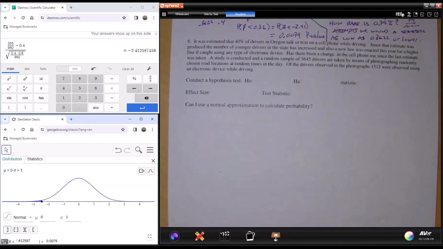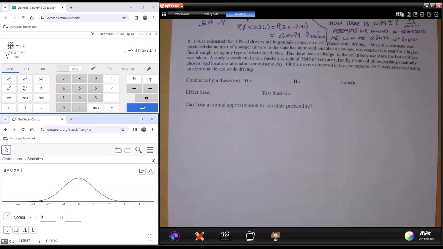It was estimated that 40% of drivers in Oregon talk or text on a cell phone while driving. Since that estimate was produced, the number of young drivers in the state has increased, and also a new law was enacted this year for a higher fine if caught using any type of electronic device. Has there been a change in the cell phone use since the last estimate was taken?